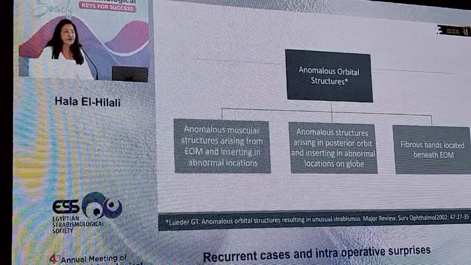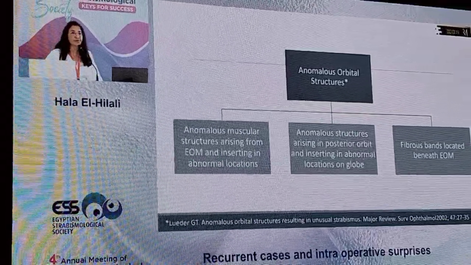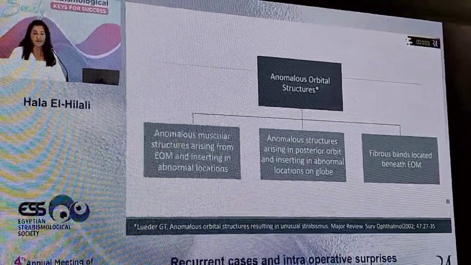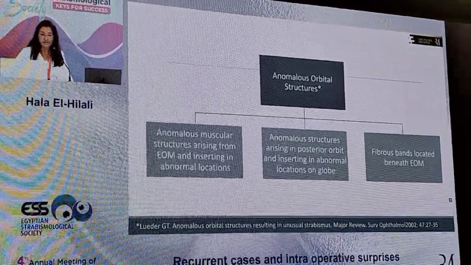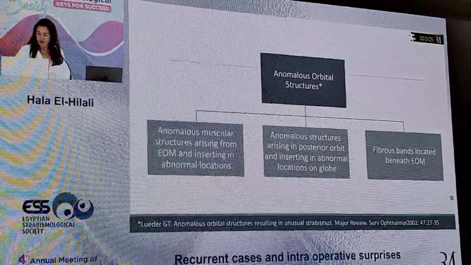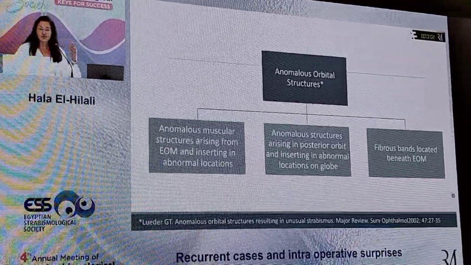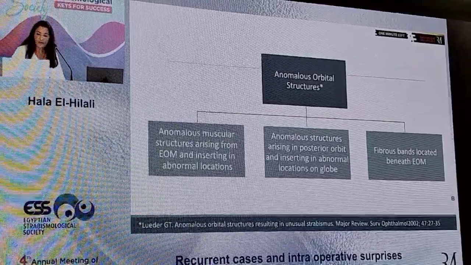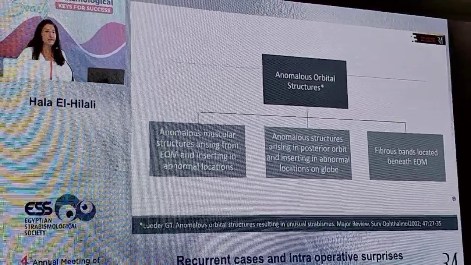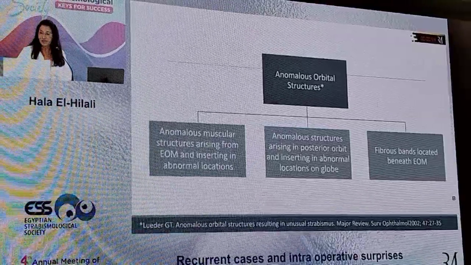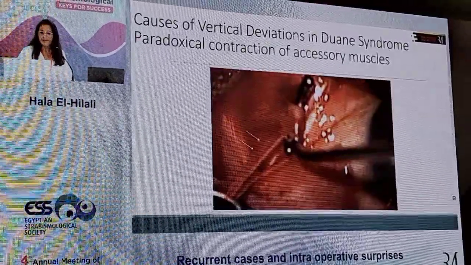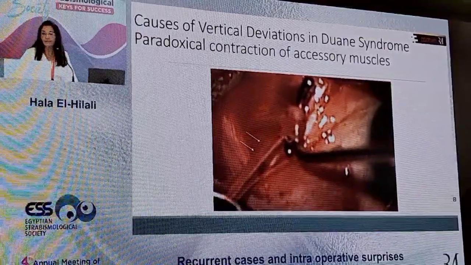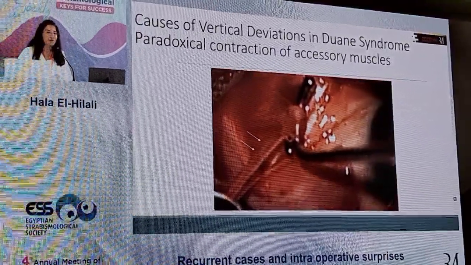So Lueder described 3 types of anomalous orbital structures that one can meet. Either an anomalous muscular structure that arises from extraocular muscles and inserts in abnormal locations; an anomalous structure that arises from the posterior orbit, which is what I had, and inserts in an abnormal location on the globe; or fibrous bands, which are usually located beneath the extraocular muscle. This is again another accessory muscle, which I found inserted just above the lateral rectus muscle in another case.